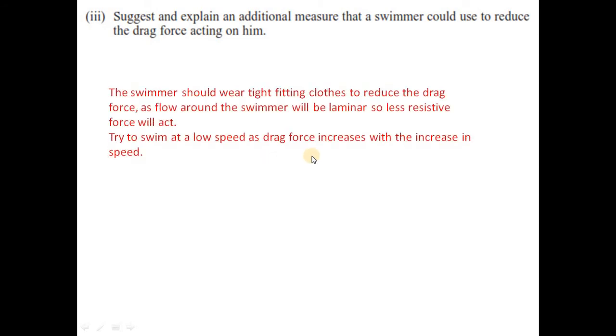Suggest and explain an additional measure that the swimmer could use to reduce the drag force acting on him. Okay, so the swimmer can wear special design suits, tight fitting suits, so that the flow around his or her body is laminar, so it will experience less resistive force. Moreover, if the swimmer swims with low speed, then due to low speed, the drag force acting on the swimmer will be low, so it can reduce the drag force doing these things.